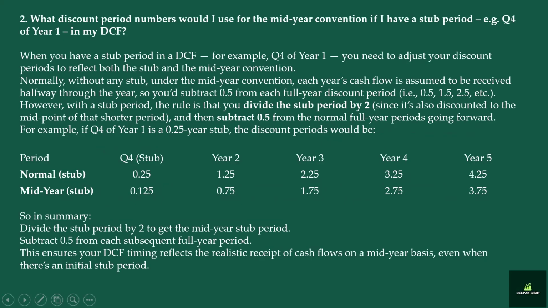Here is question number two, which is asking: what discount period number should I use for a mid-year convention if I have a stub period, for example quarter four of year one in my DCF? So what is a stub period? That's the first question. And in mid-year convention, how do we use this?